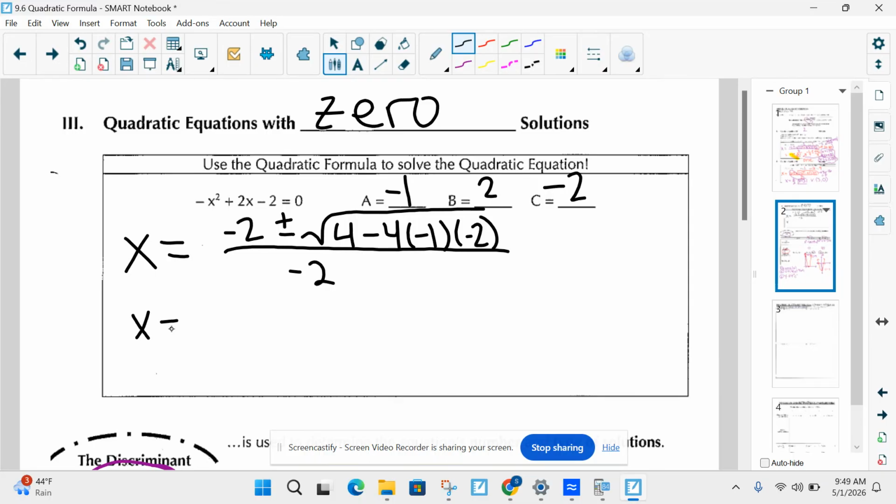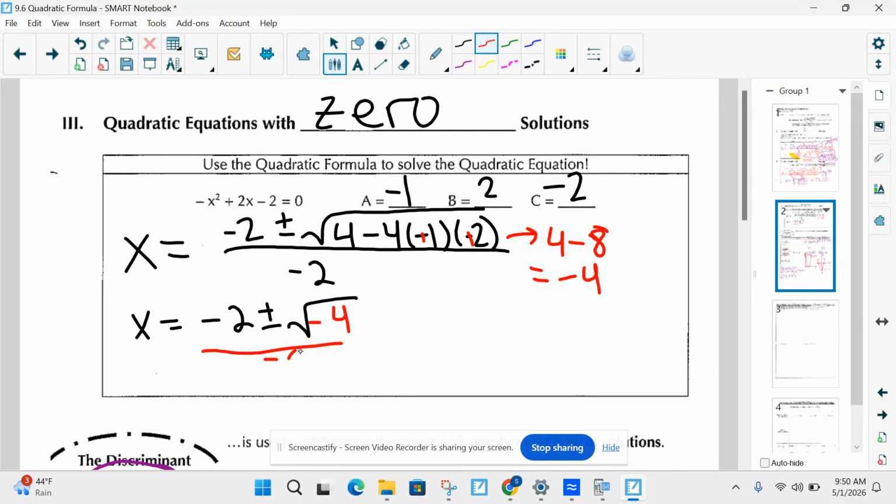Let's simplify it. So x equals negative 2 plus or minus the square root of, what is 4 minus 4 times negative 1 times negative 2? Well, I see two negative signs here. I'm going to cancel them out. And then I get 4 minus 8. Okay, anyways, so 4 minus 8 is negative 4. So our discriminant is negative 4, all over negative 2.